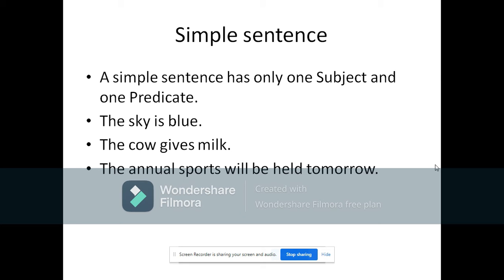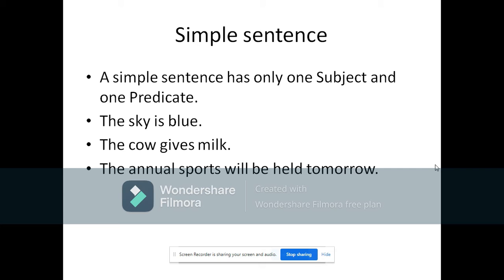Simple sentence. A simple sentence has only one subject and one predicate. What is a simple sentence? A simple sentence has only one subject and one predicate. For example, in the sentence, the sky is blue, the sky is the subject. Is blue is the predicate.